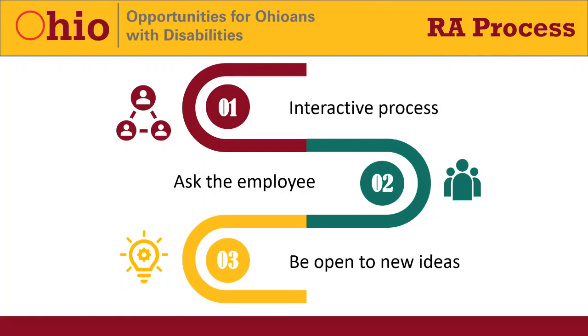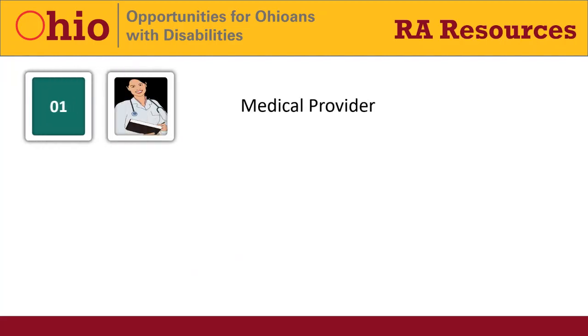So Julie, often the employee and the employer are successful in identifying a solution, but when they aren't, what resources are available to help? Dennis, there are resources which can be helpful in identifying reasonable accommodations. The first one, and with the employee's permission, an employer could ask the employee's medical provider for recommendations or to comment on an accommodation being considered.